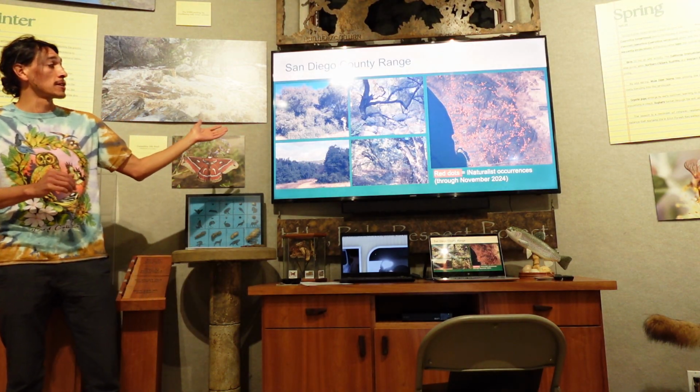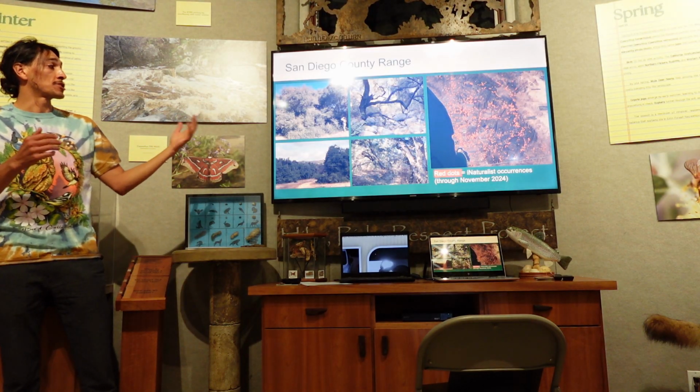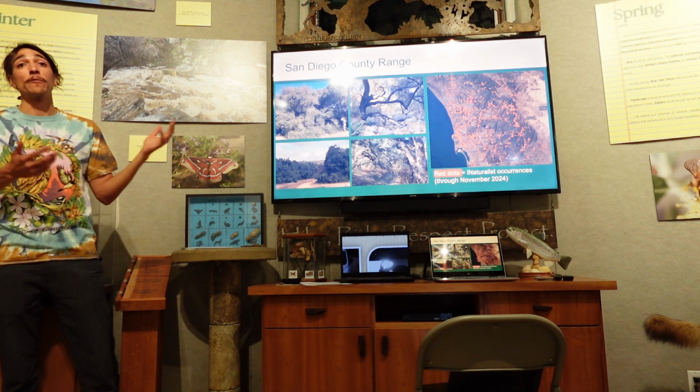And these pictures here were taken from various regions of San Diego, which really just exemplifies how mesmerizing the oak canopies can be no matter where they grow.